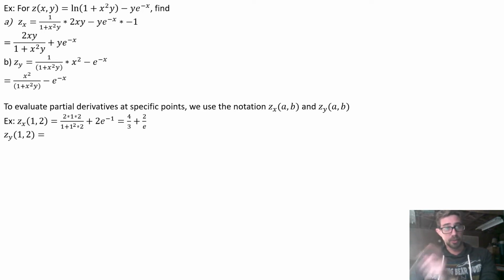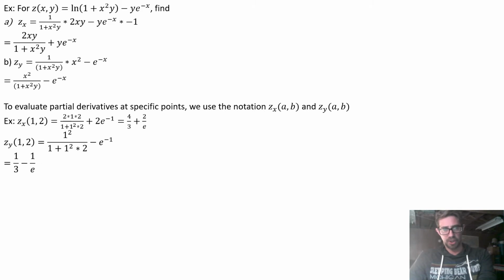zy, same deal. It's going to be what? 1 squared over 1 plus 1 squared times 2 minus e to the negative 1. And then clean that up. That's just some number, some decimal as well. There it is. 1/3, yes, minus 1 over e. So that number is smaller than the other number. And all that means is that at that specific point in space, if you were running along the x-axis, it'd be increasing faster than if you were running along the y-axis, like parallel to the y-axis.